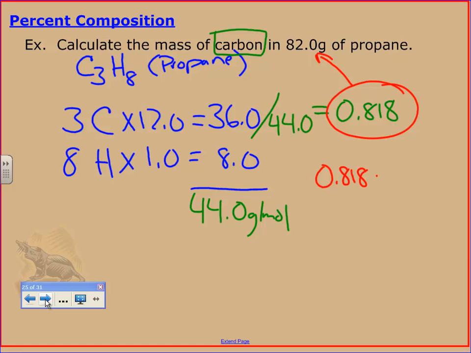That's going to tell me how much of that 82 grams is carbon. Now, if we did this percent-wise, carbon would be 81.8%, almost 82%, so most of it's going to be carbon. So when I multiply this out, it should definitely be a number bigger than half, so it should be a lot bigger than 41. And when we calculate it out, we get 67.1 grams of carbon.